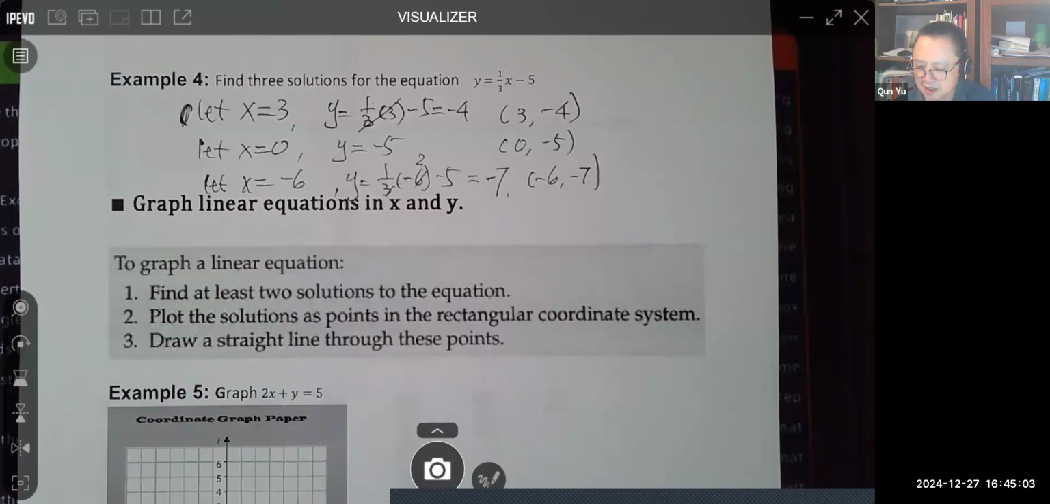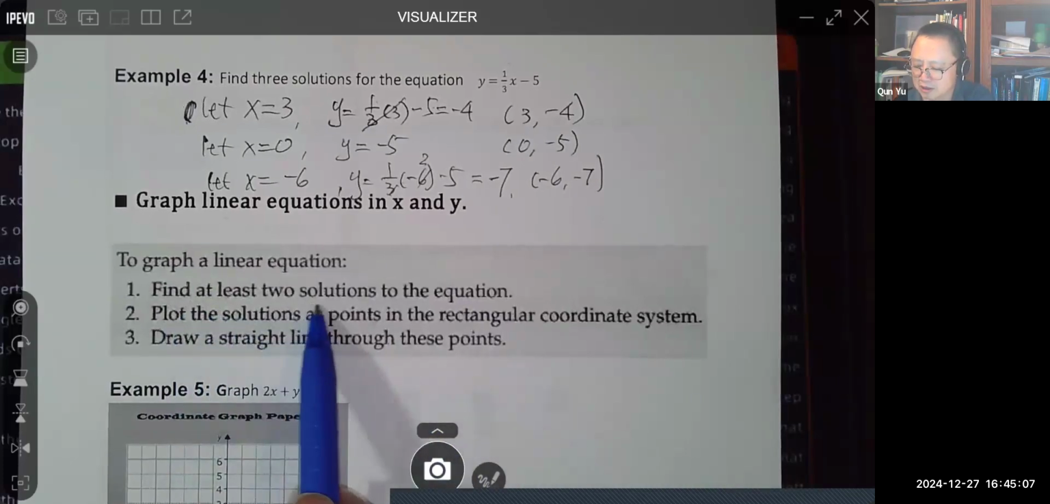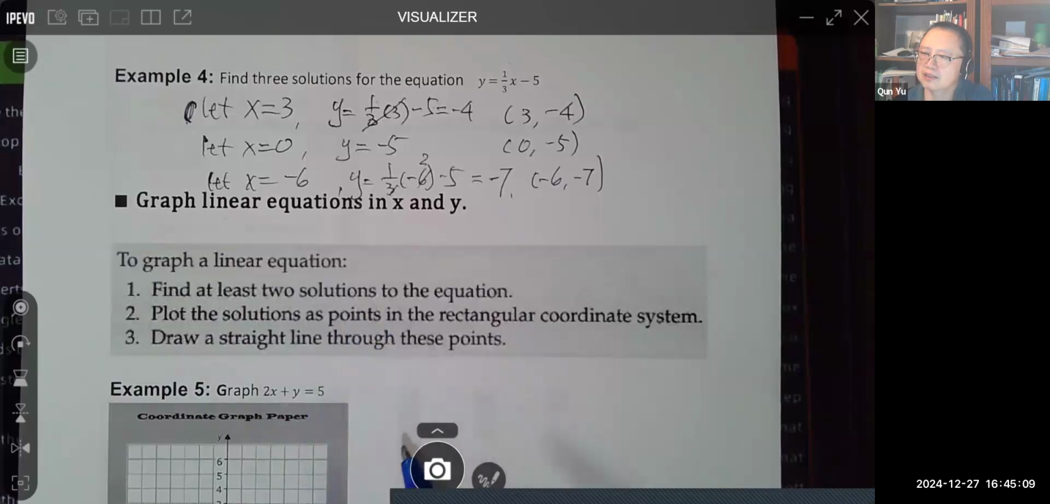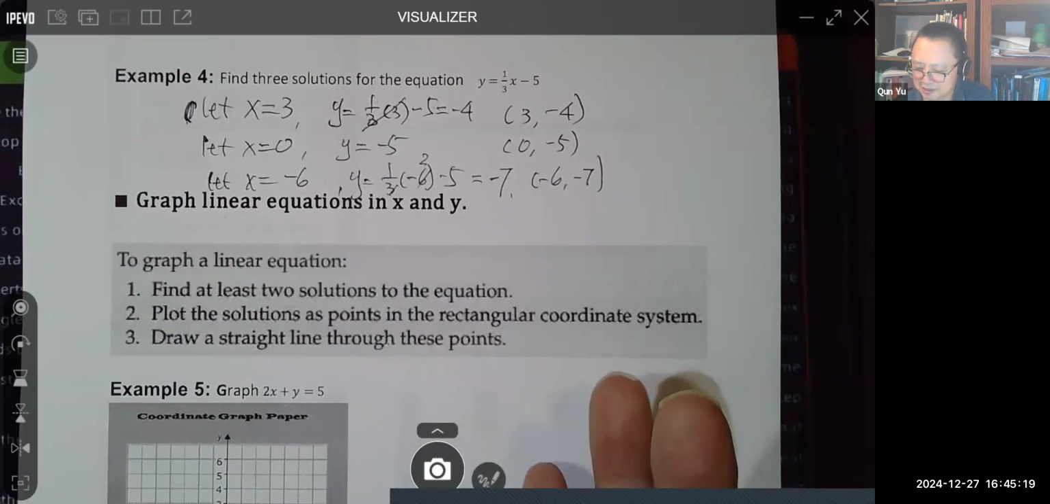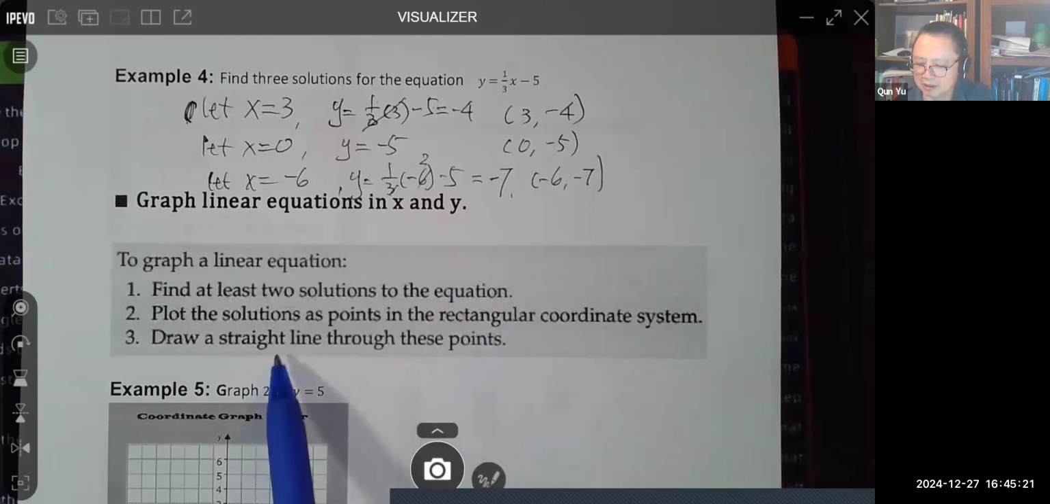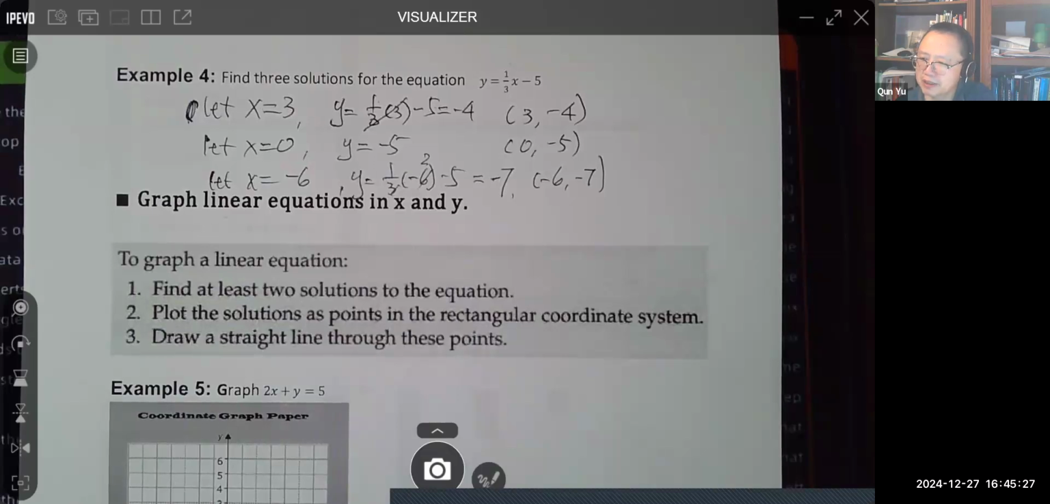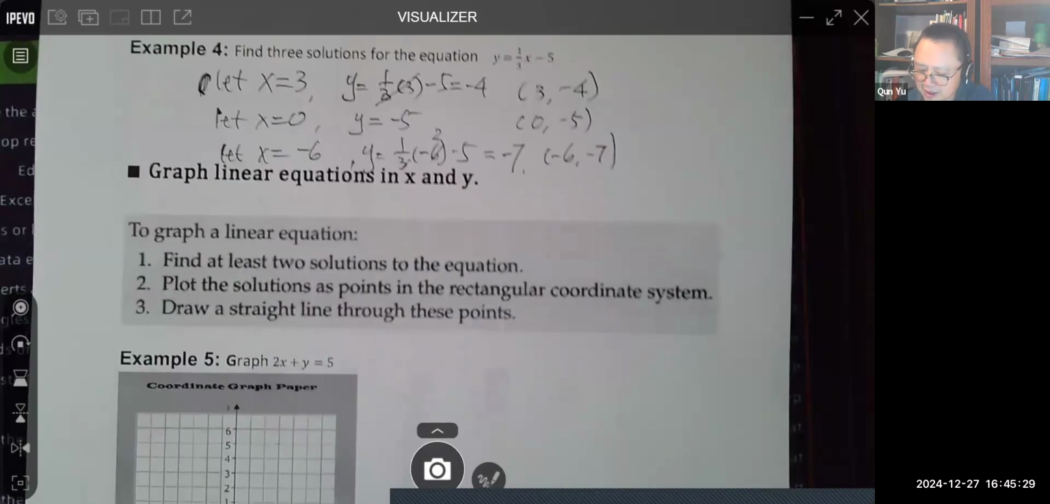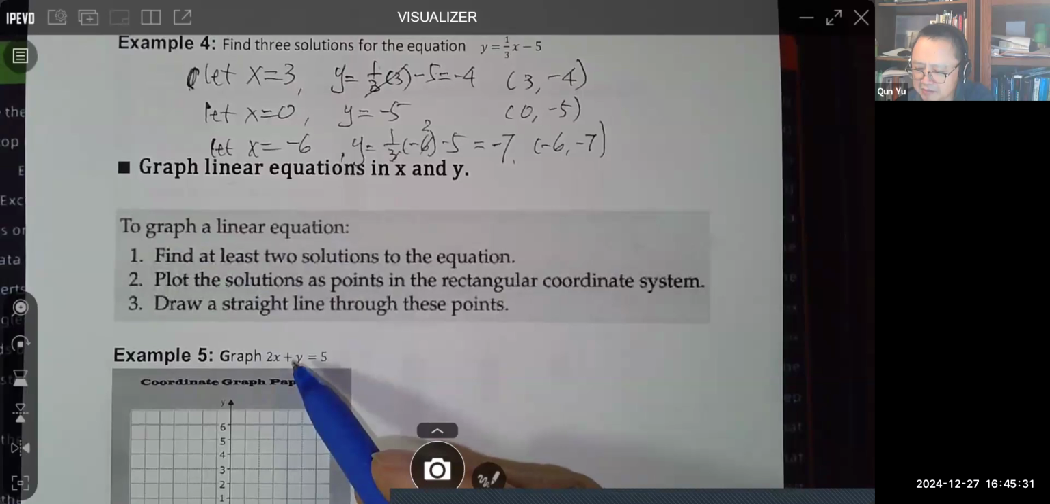Okay, now basically it says find at least 2 solutions, which means 2 points is enough to draw a line. But if you use the 3rd point, you get insurance to double check your calculation if they are all correct. Then you plot those points in the coordinate system, then connect them together through a straight line because it should be a straight line. So let's look at this particular example.